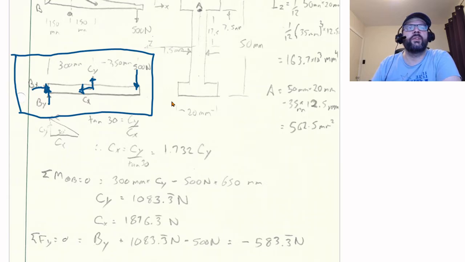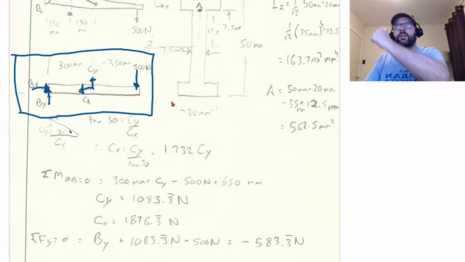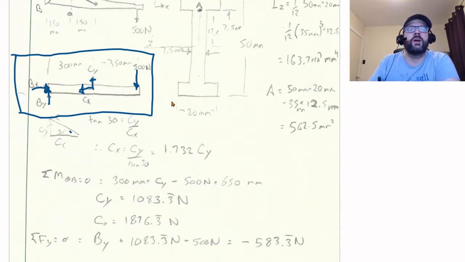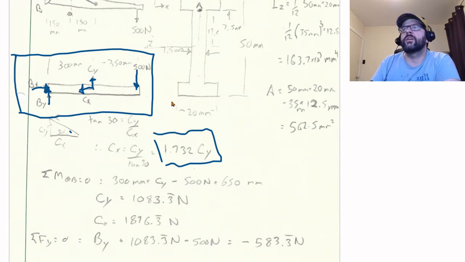We also know that Cy and Cx are related because of the orientation. The forces only act in the direction of the wire. So we can solve for Cx in terms of Cy. Cx just is equal to 1.732 times Cy when that angle is 30 degrees. And then we need to basically take a moment about B to help solve this.